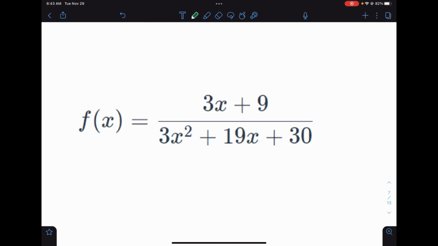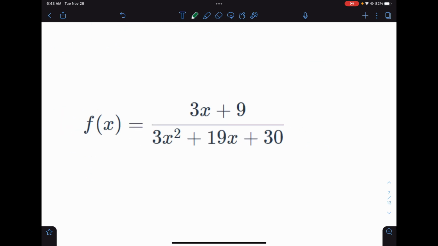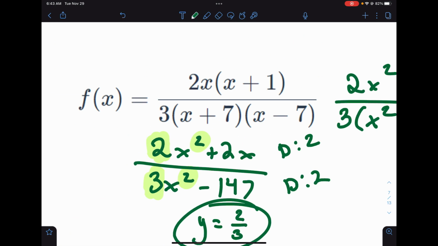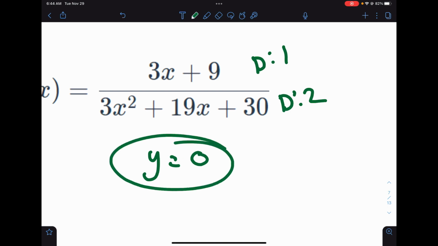All right. Now this one's already in standard form. And just to reiterate, factored form is when it looks like this, when you have the parentheses. Standard form is when it's all multiplied out. So in this case, we've got a degree 1 on top and we've got a degree 2 on the bottom. So the bottom is bigger than the top. That means that our horizontal asymptote is y equals 0.